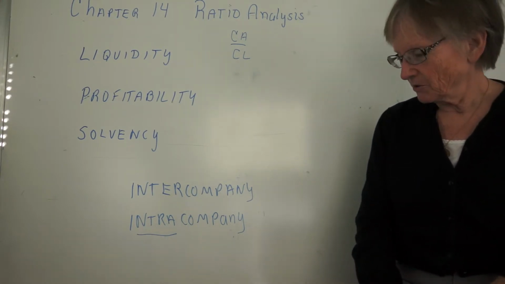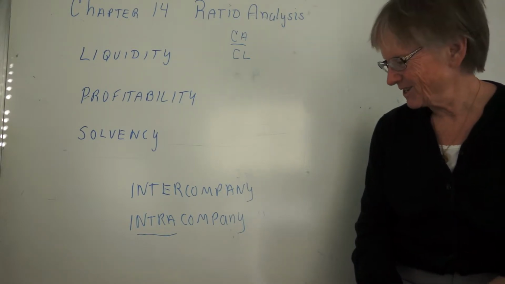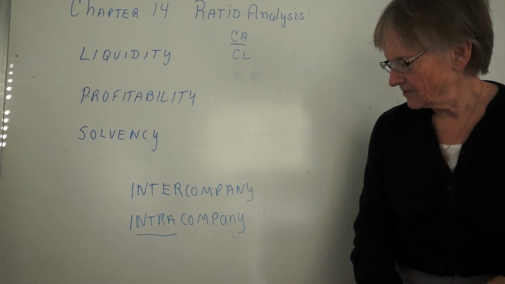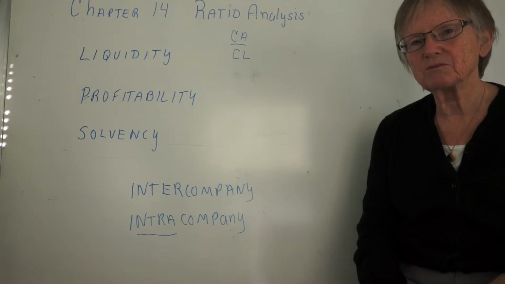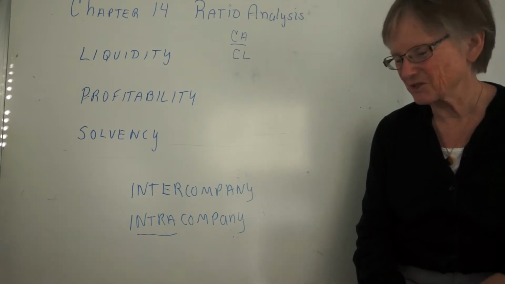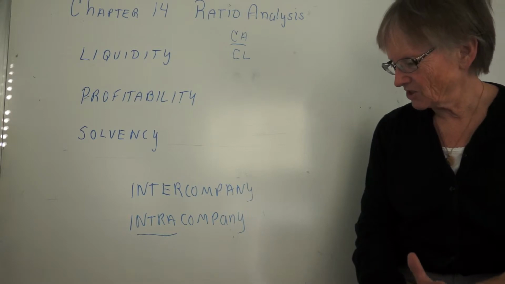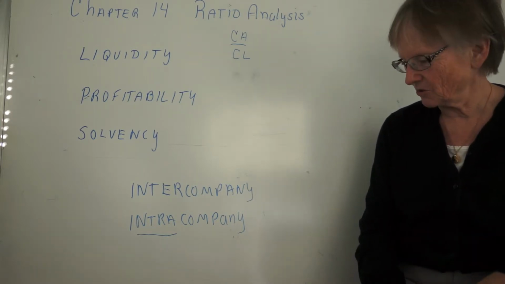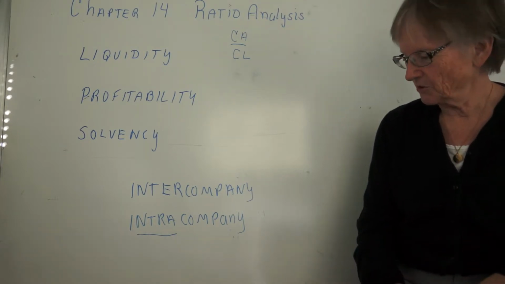Then you've got profitability. Profitability is the ability to generate profits from the operations of the company. And so these are looking at profits relative to various different resources used to generate them. So you have the profit margin, asset turnover, return on assets, return on common stockholders' equity. All of these are what you would call profitability ratios.